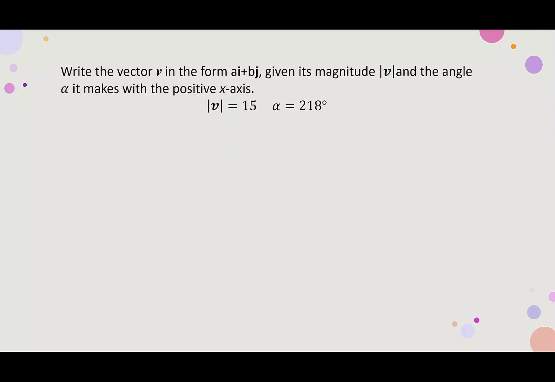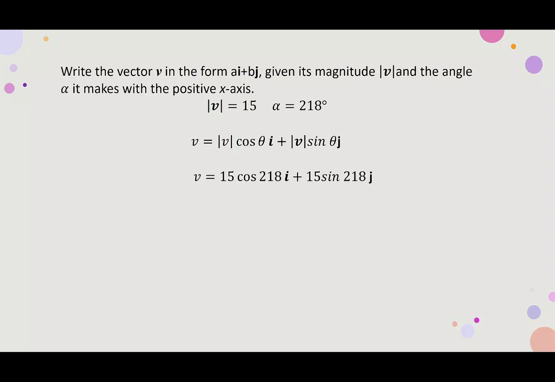Let's look at another example. This time we have the magnitude of v is 15 and our angle is 218 degrees. Again, we bring in our formula. v is the magnitude of v, cosine of theta i, plus the magnitude of v, sine theta j. The only difference we have here is that I have alpha instead of theta. Using our values, we have v is 15 cosine of 218 i plus 15 sine 218 j.